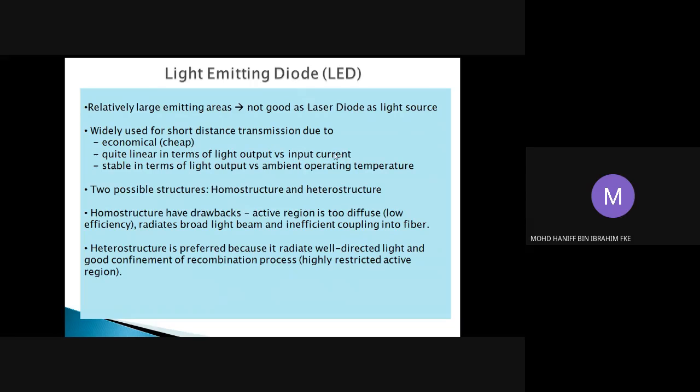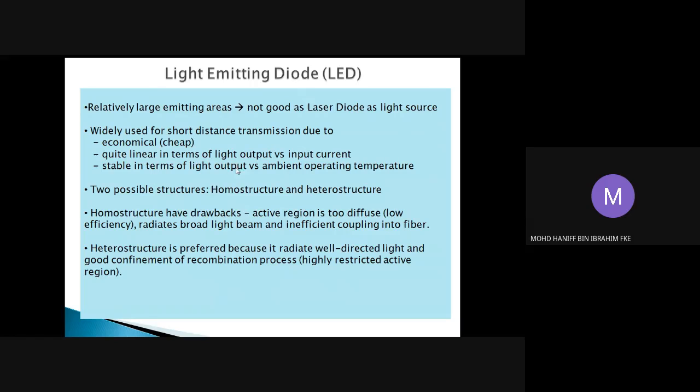After this, we're going to have a graph of the LED in which the light output versus the input current is linear. Number 3 is that the LED is stable in terms of light output with respect to the ambient operating temperature.